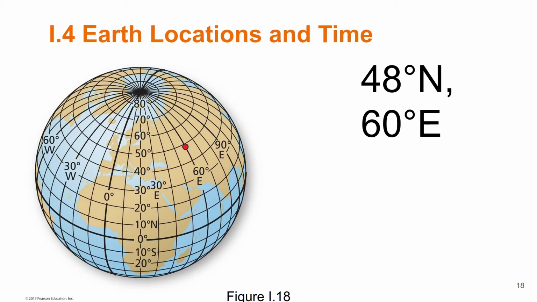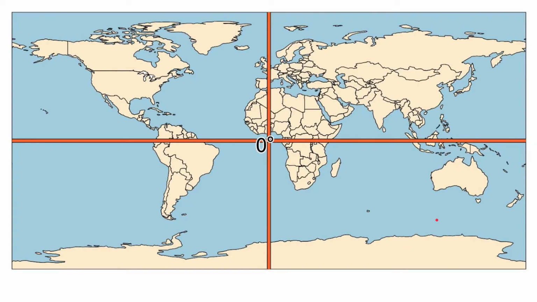So we put latitude and longitude together to make the geographic grid. I would say the location of this red dot is 48 degrees north, 60 degrees east. When you give a coordinate pair, it's always latitude followed by longitude. So always, always, always, it's latitude first and then longitude. So the equator and the prime meridian intersect at 0 degrees.